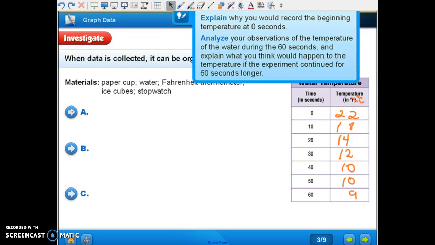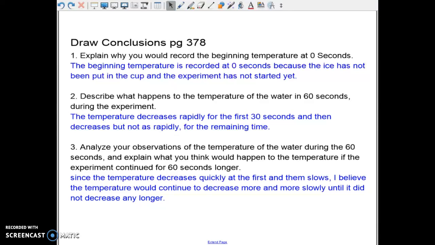Okay? So for number 2, it says describe what happened to the temperature in the water in 60 seconds during the experiment. The temperature decreases rapidly in the first 30 seconds, which we saw, and then it decreases but not as rapidly for the remaining time. Stop your video and read.